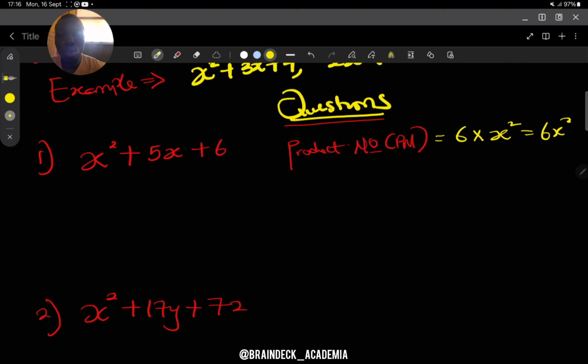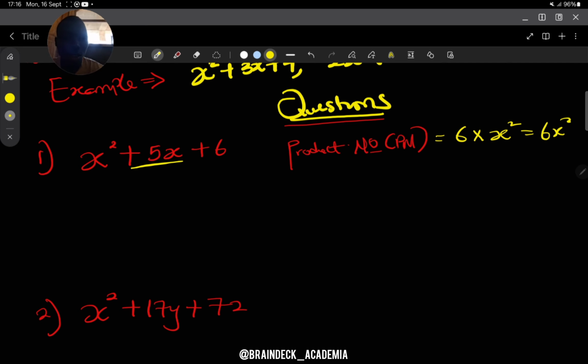After you have gotten your product number, the next thing you need to do is to expand the middle term, which is the x without the square. Now, if you look at the middle term, I have 5x. So the question you need to ask yourself is, what two numbers will I add or subtract together that will give me plus 5x, and if I multiply those two numbers, it will give me a product of 6x squared? You need to look for two integers that you can add or subtract that will give you plus 5x, and if you multiply those two integers, it will give you plus 6x squared.